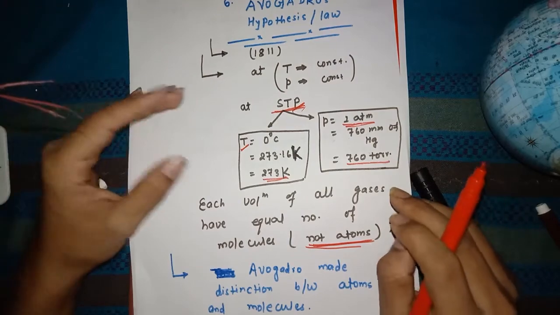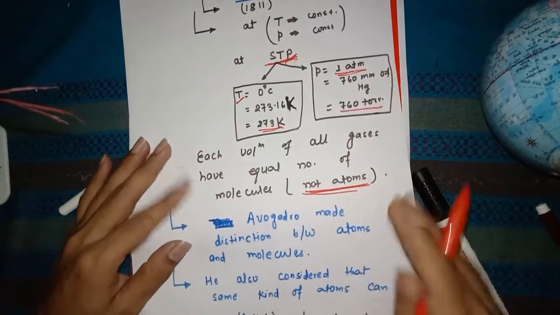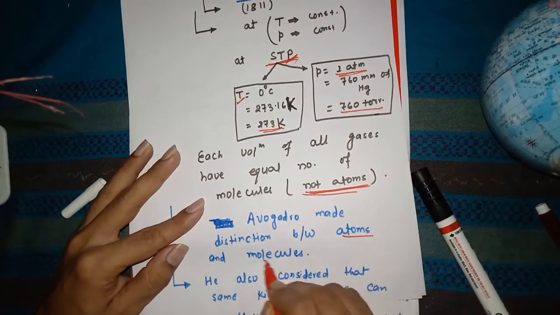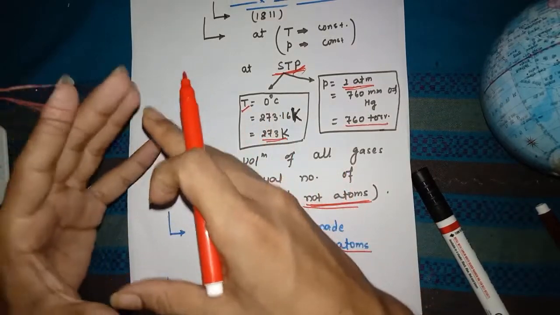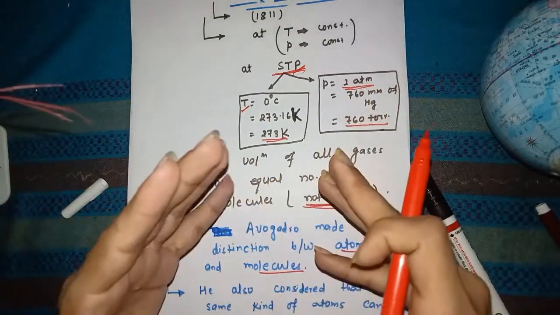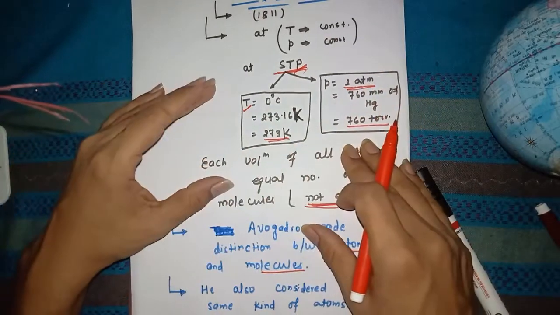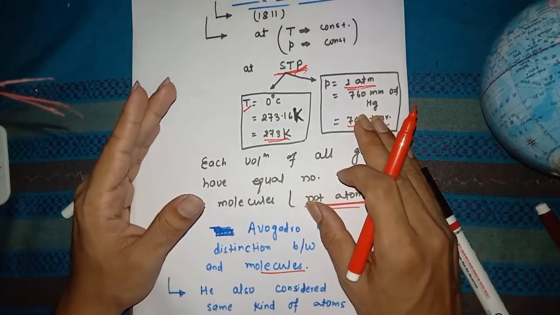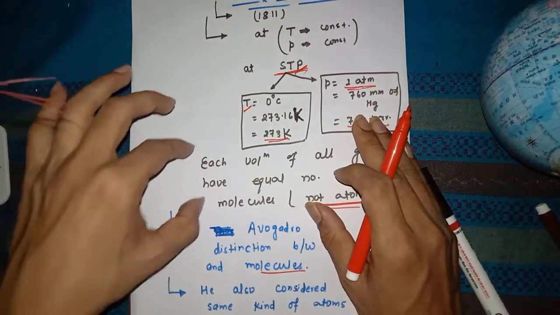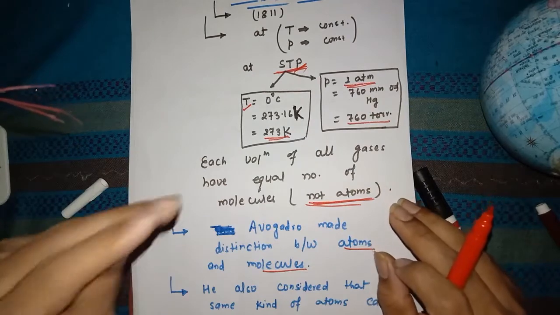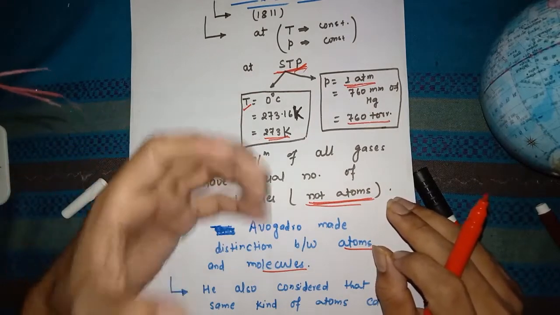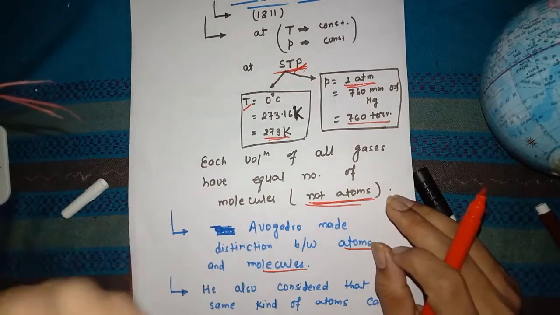So Avogadro made a distinction between atoms and molecules. Here you can see he said that molecules are different from atoms. We cannot use the terms interchangeably; they are different. So he mentioned in his law that equal volumes of gases contain an equal number of molecules. That doesn't mean an equal number of atoms.